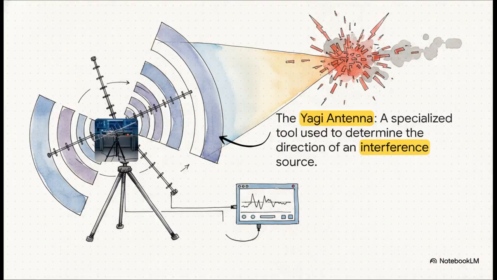And paired up with that spectrum analyzer is your go-to hunting tool, the Yagi antenna. Think of this thing as a sniper scope for radio waves. As you rotate it and watch the signal strength jump on your analyzer, you can pinpoint the exact direction, or the bearing, of where that interference is coming from.